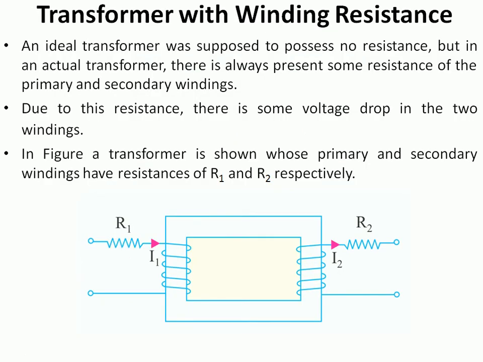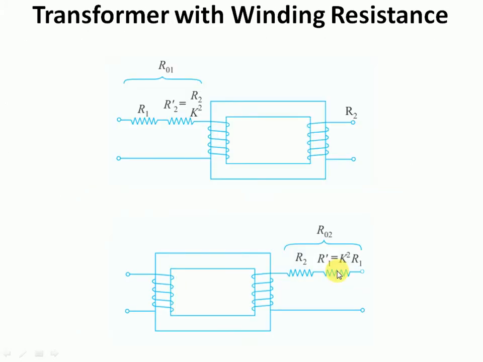Similarly, it's possible to transfer the resistance at the primary side to the secondary side. When we are transferring the resistance at primary side to the secondary side, we will indicate this resistance as R1 dash. The current which is flowing through the secondary side is I2. Therefore, the value of I2 square R1 dash is same as that of I1 square R1. From there, we will be able to obtain the relation between R1 dash and R1. That is actually R1 dash is equal to K square R1.